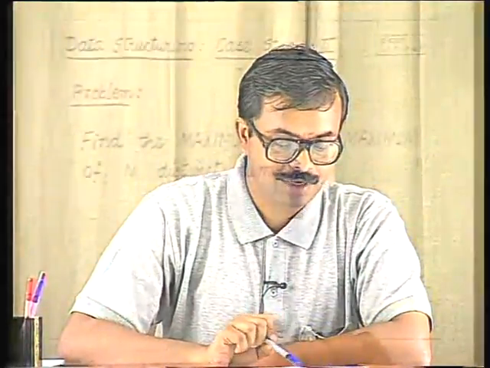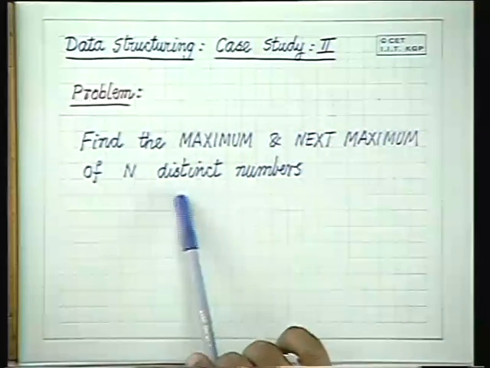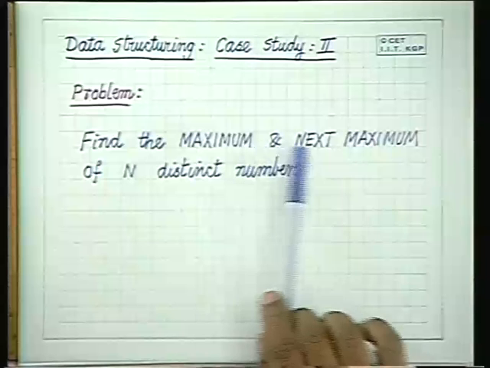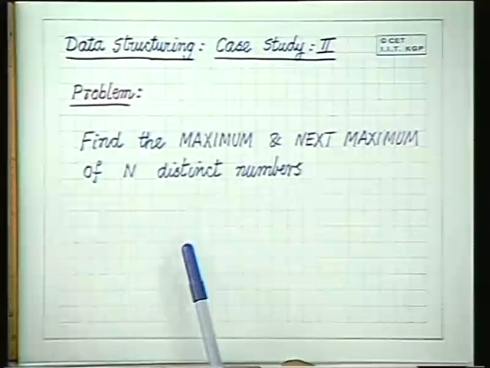We continue our study of data structuring, and we have seen the problem of finding the maximum and minimum of n numbers. Now we examine a second, very similar problem, the problem of finding the maximum and the next maximum of n distinct numbers, that is, the largest and the second largest of n distinct numbers.